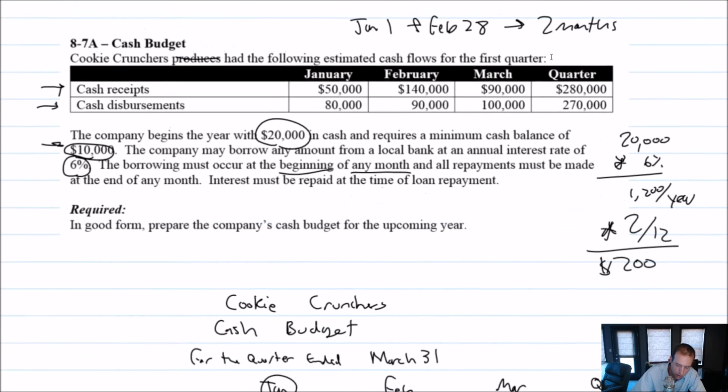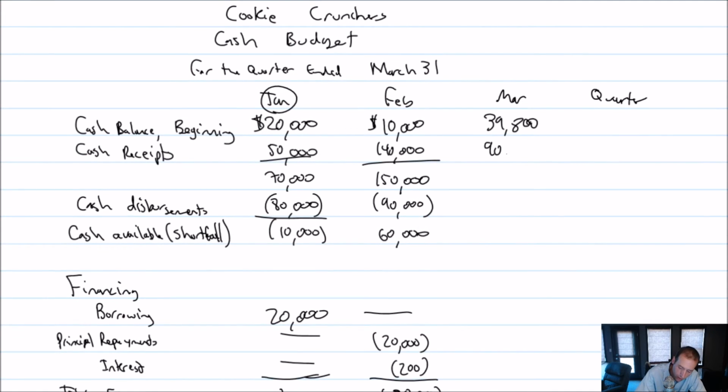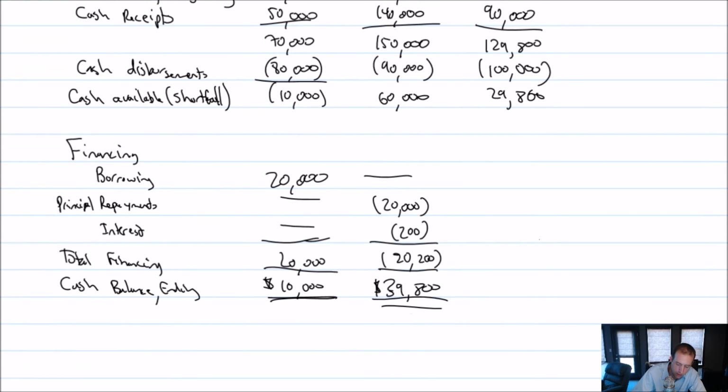Let's see our cash in and out. Cash in is 90 grand, cash out is 100. So 90,000 comes in, bringing us to 129,800. Cash out is 100,000, bringing us down to 29,800. Now, I have 29,800. I have no debt because I borrowed 20. I paid back 20. I don't need any debt. So, in fact, my financing here is going to be nothing. I'm not going to do any financing. So, my ending cash balance here is going to be $29,800.